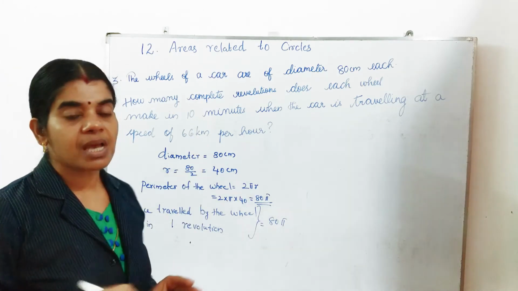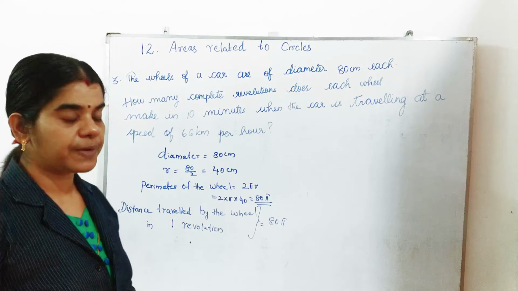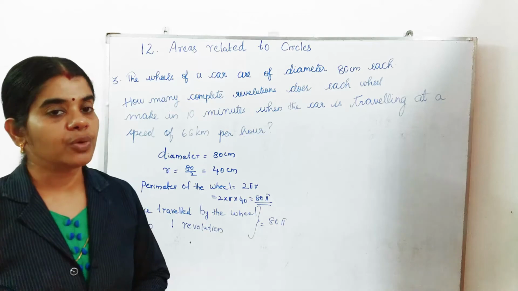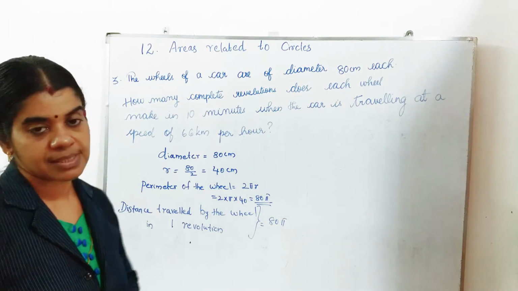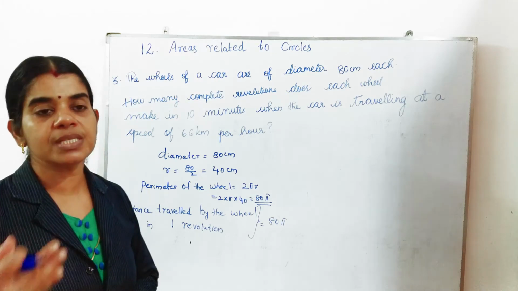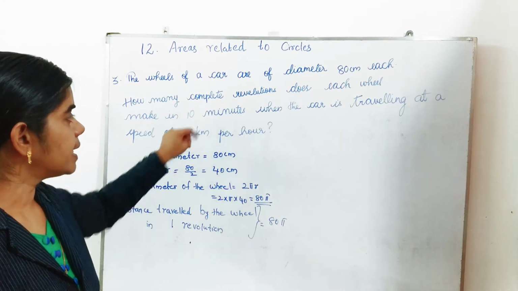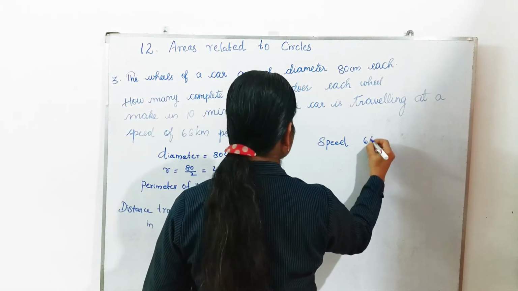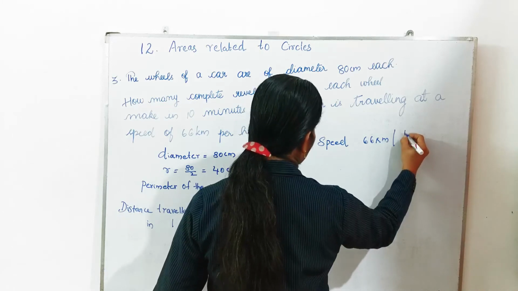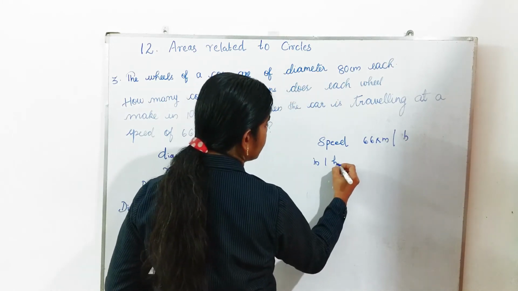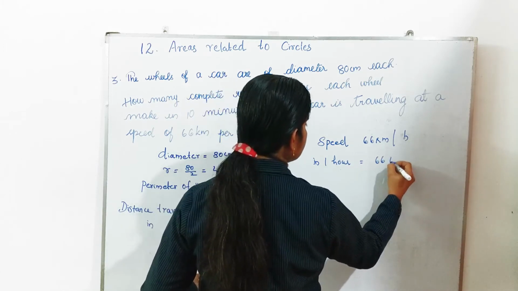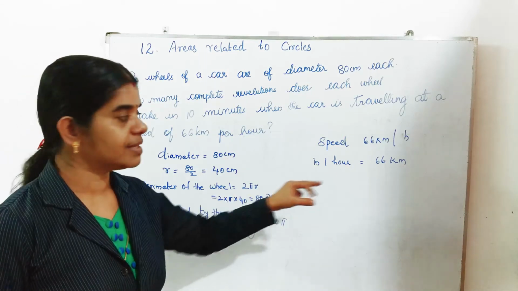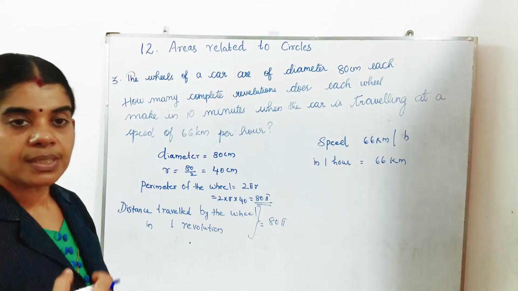Then in 10 minutes how much distance moved by the car, that you want to find out. That divided by the distance moved in one revolution, then you will get the number of revolutions. So next you want to find out how much distance moved by the wheel in 10 minutes. For this, speed is given, how much? 66 kilometer per hour. That means in 1 hour it is moving 66 kilometer. You already know that all are in centimeter, so that kilometer also we are changing to centimeter.